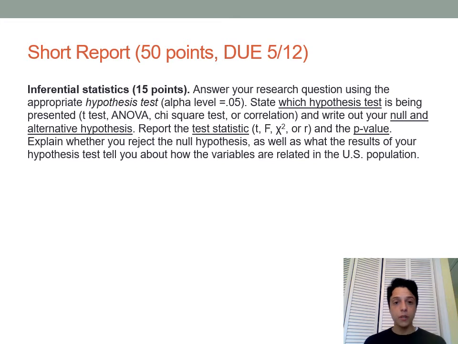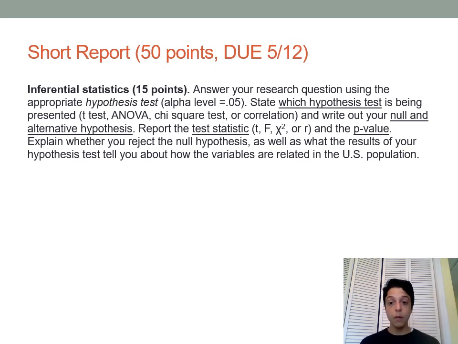Specifically, tell me which one you're using, tell me what your null and alternative hypotheses are, and tell me what the test statistic is. Depending on your hypothesis test, you're going to have a value for t, a value for f, a value for chi-squared, or a value for r. And then tell me what the p-value is based on your hypothesis test. You should then use this information to decide whether to reject the null hypothesis.